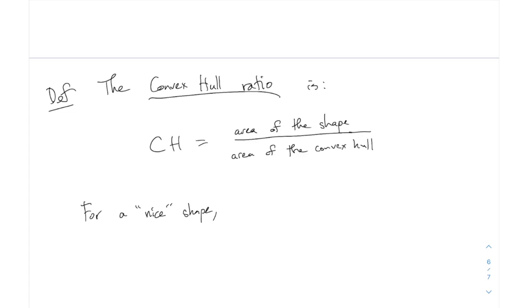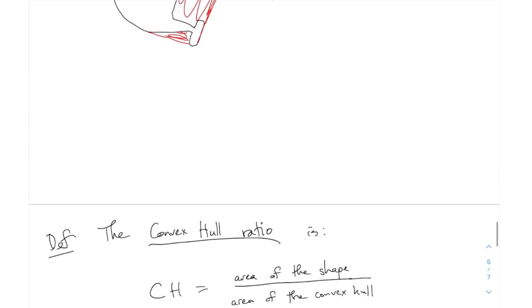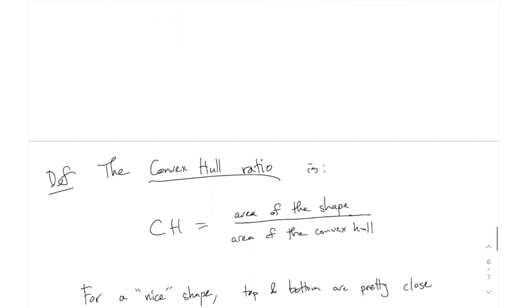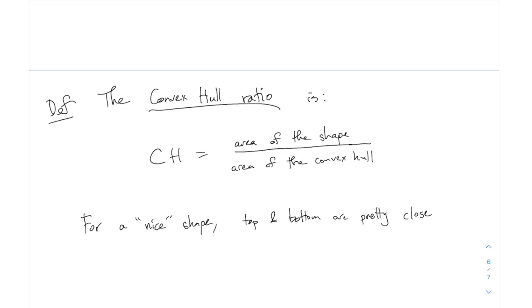For a nice shape, the top and the bottom of this fraction are pretty close, right? Like we said before, in a nice shape, the convex hull is mostly the same as the original shape. So when you make that fraction, the numerator and the denominator are pretty close. So the convex hull ratio will be close to 1, because its numerator and its denominator are close together. And so its value as a fraction will be close to 1, or as a percentage, close to 100%.